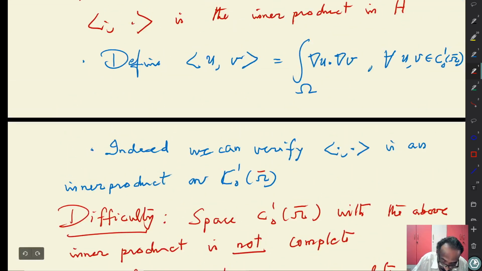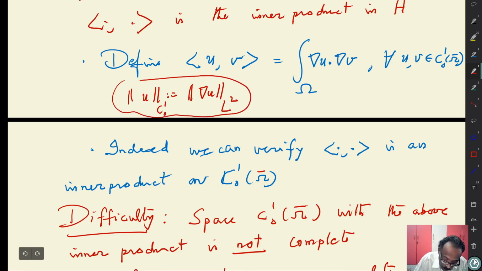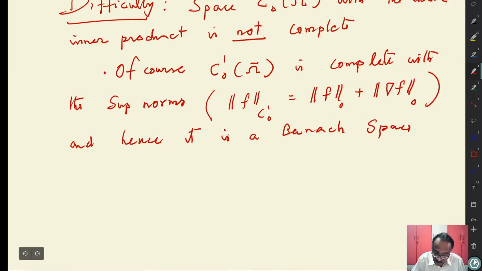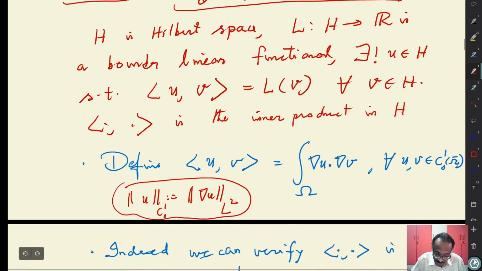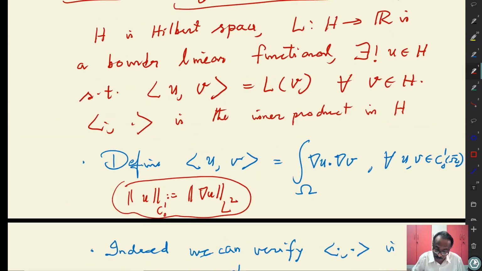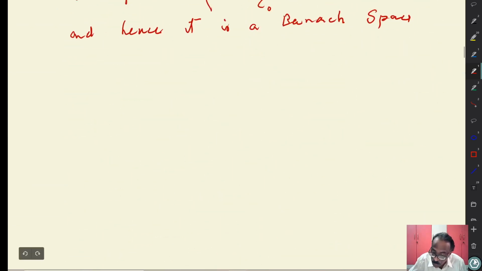In this case, the norm of U is nothing but the L2 norm of the gradient of U. So it's a different norm, not the sup norm. With respect to this norm it's a Banach space, but the space we want to deal with, because your weak formulation is grad U dot grad V, is this one. So what do you do with that?